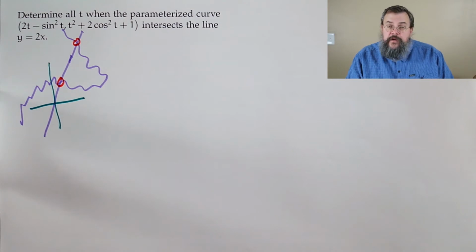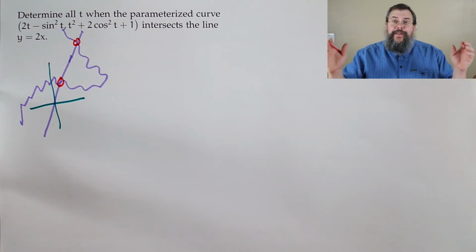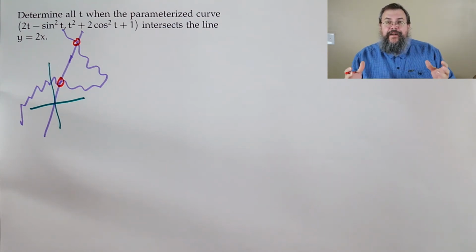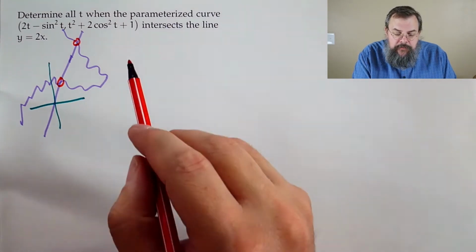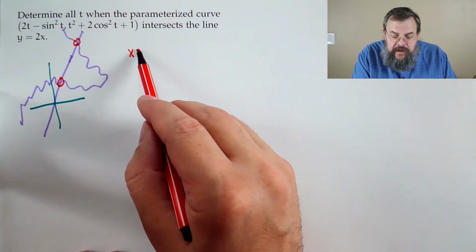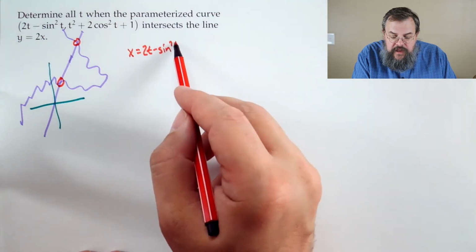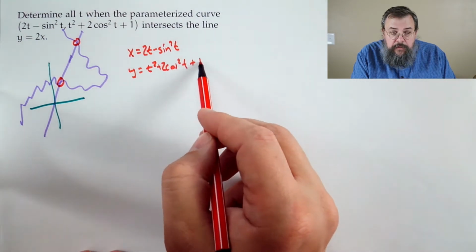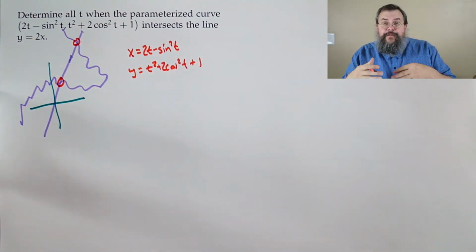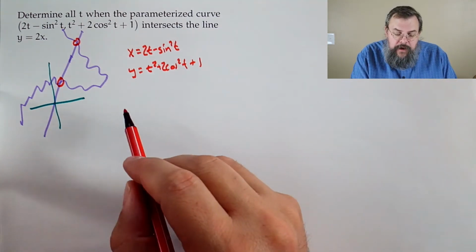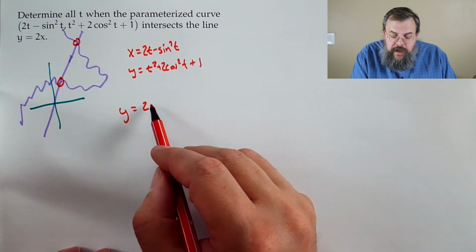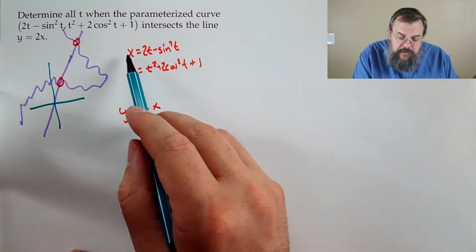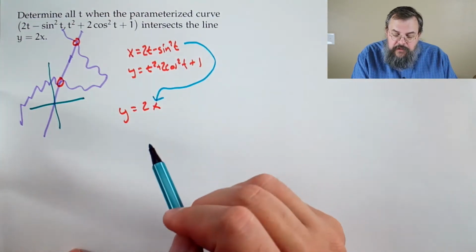Well, at first glance, it might seem, how could we solve this? But then we start thinking about it and say, wait a second, this is not so bad. Because what we really have is that our x is 2t minus sine squared of t, and our y is t squared plus 2 cosine squared t plus 1. I mean, that's our parameterization. X equals something, y equals something. So if I want to ask, where does it hit the line y equals 2x? We say to ourselves, well, we'll take this expression for x and we'll substitute in for x.